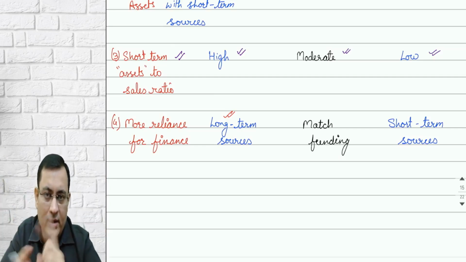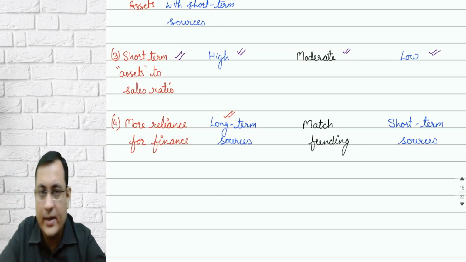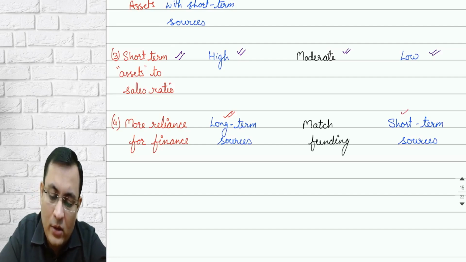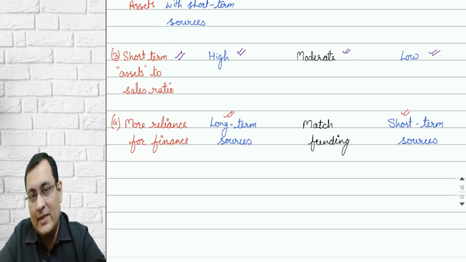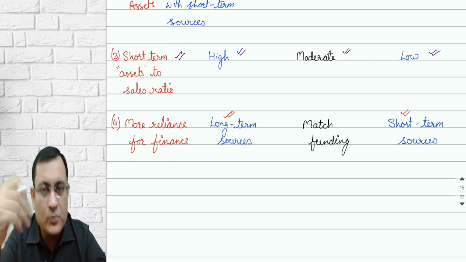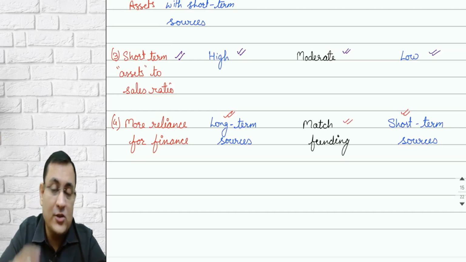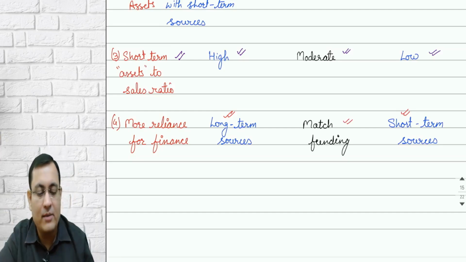And we now already know that short-term rates are generally lower than long-term rates. So they will be relying more on short-term financing to minimize their costs and maximize their profits. And moderate will always match the funding. When I say match the funding, what do I mean?